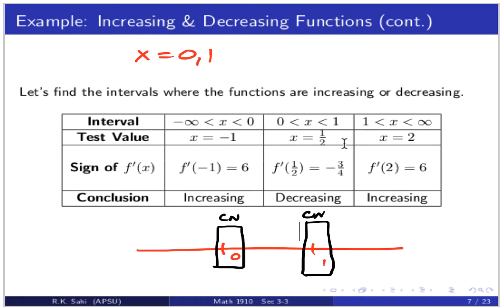So now, when I have my critical numbers 0 and 1, I will say, okay, the part from negative infinity to 0 is one test interval. The second one is from 0 to 1. So we can draw a little this. So the first interval is minus infinity to 0. The second one is from 0 to 1. So that's the second test interval. And the next one is 1 to infinity.